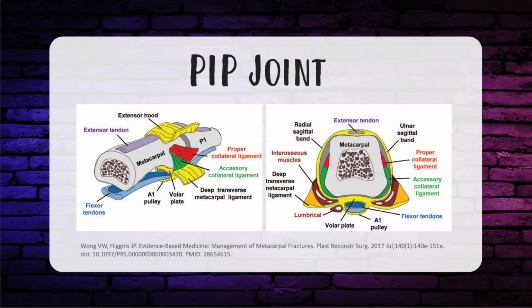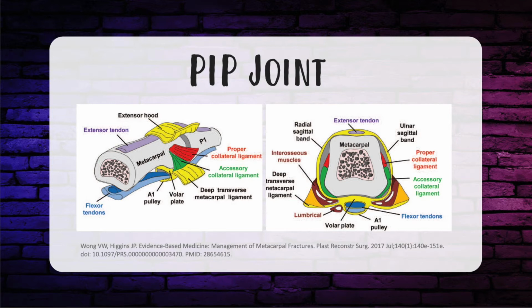Now, there's another ligament in this whole picture called the accessory collateral ligament, aka ACL, not the one that's in your knee. This ligament also originates at the distal end of the proximal phalanx with the collateral ligaments and inserts on the volar plate. This ligament is often described, but in reality, it's very small, and when you're in the OR, it might be hard to find.